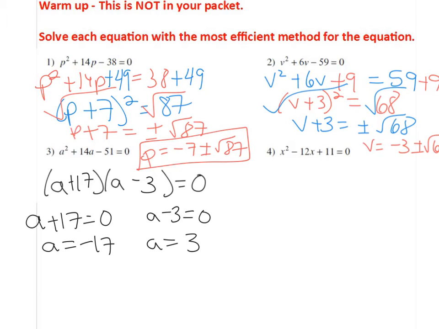Okay, and last but not least, for number 4, it factors to x minus 11 and x minus 1. So x equals 11 and 1.